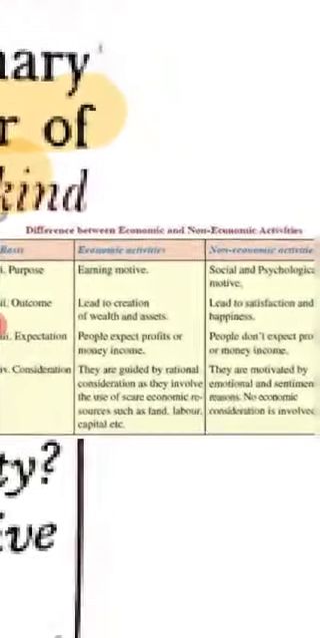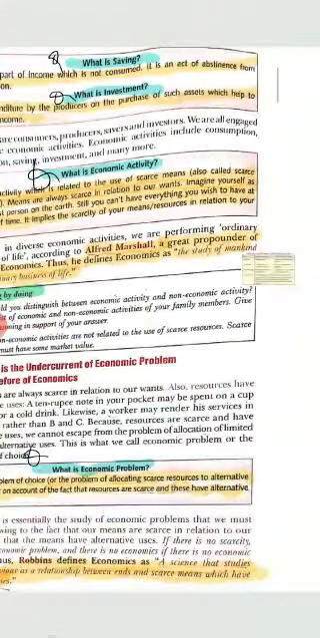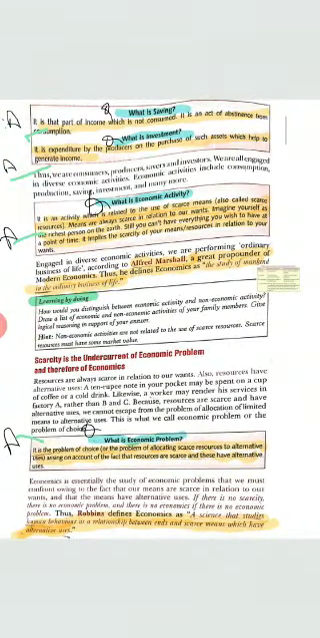Economic activities are related with money, like selling any good in the market or purchasing goods from the market. So we need money. That is related with profit, money, sale and purchase. But non-economic activities are not related with money or profit. These activities are related with emotional and sentimental reasons. So you have to list some economic and some non-economic activities of your family members.